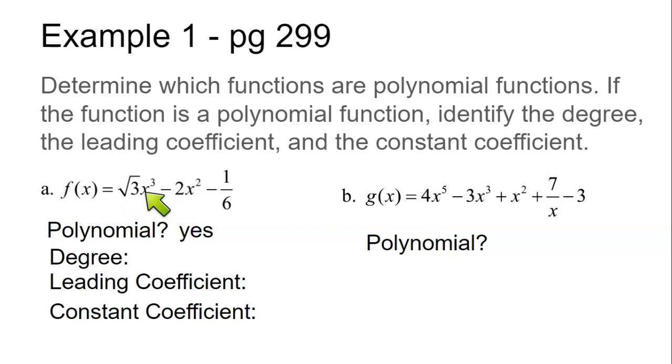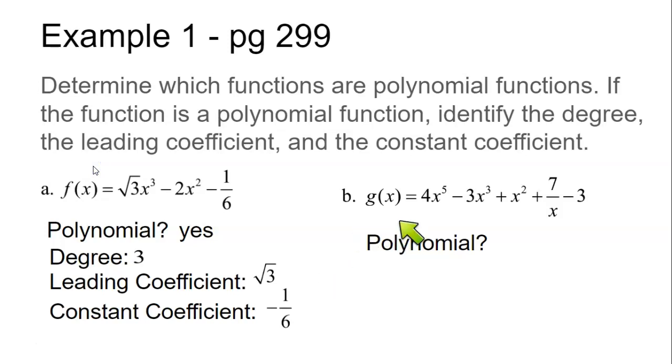The degree is based on the highest power or the highest exponent in the entire expression. So here our degree would be 3. The leading coefficient goes with that highest degree, so it would be the square root of 3, and then the constant coefficient, which is the constant term, is the term without the variable, and that's negative 1/6.